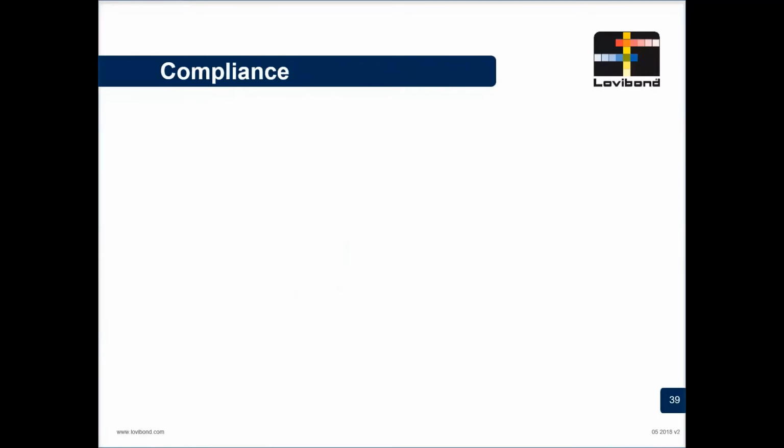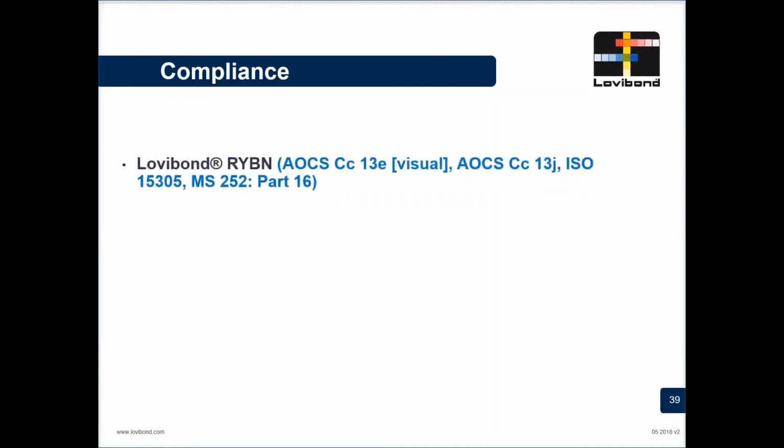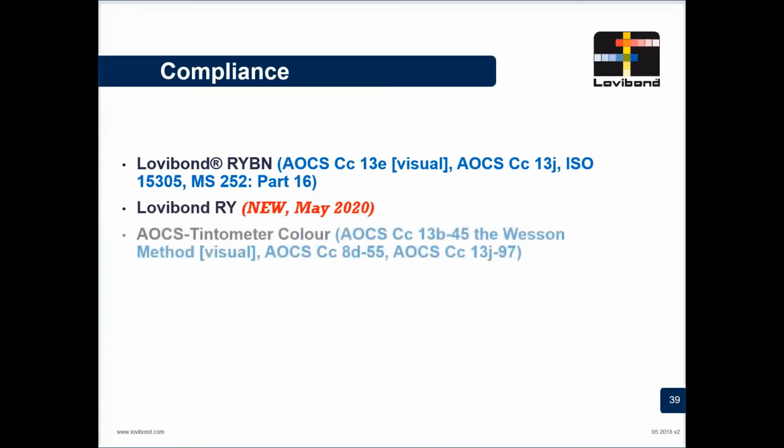So let's look at some of the things that we may be complying with. So we're working to a particular standard, possibly. We're using our Lovibond RYBN. So we may be working to the AOCS CC13E for our visual, or CC13J, or the ISO standard 15305, or MS252 part 16. We might be looking with Lovibond Yellow. We may be using AOCS Tintometer. Again, AOCS standards describe that. Or we might be using 10:1.